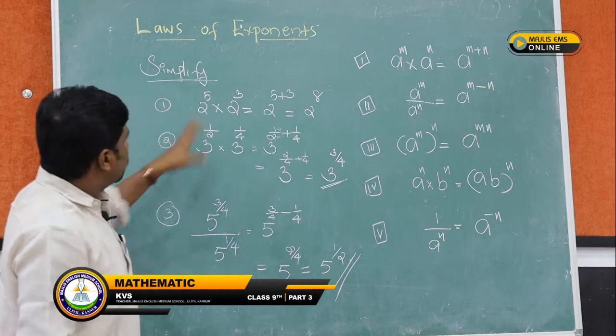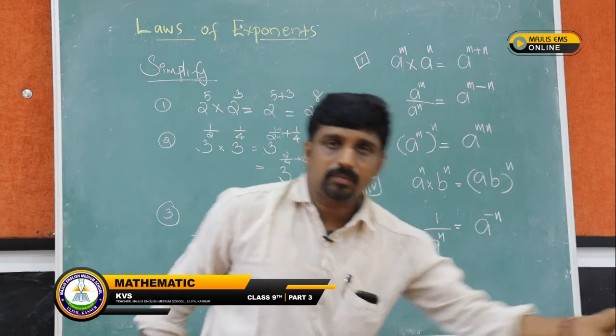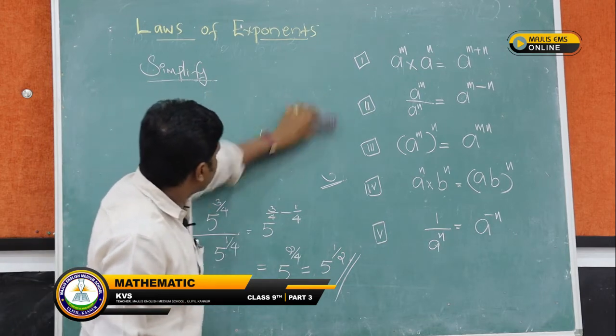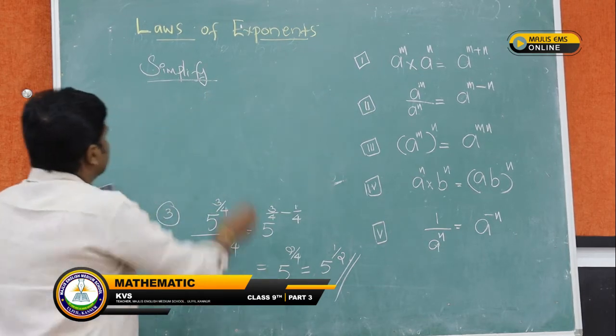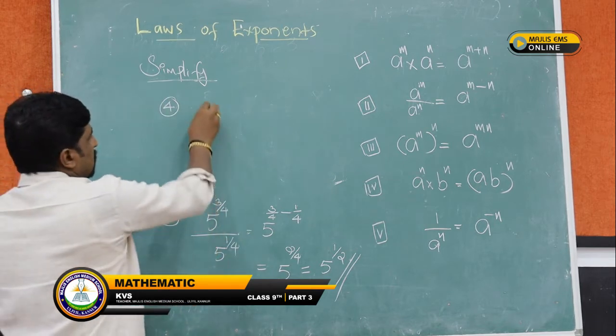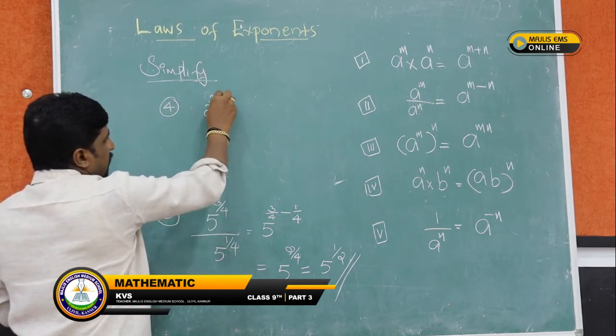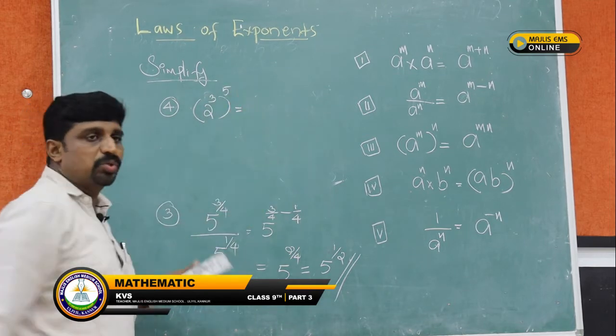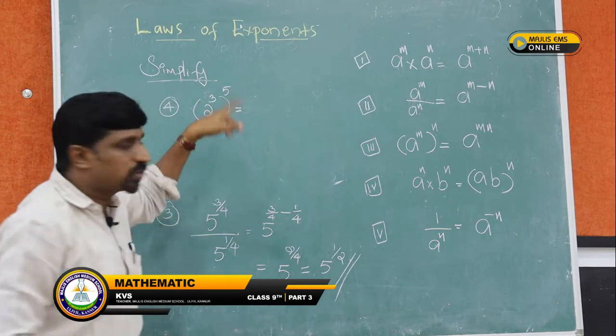Okay, then by using the fourth one, suppose 2 raised to 3 whole raised to 5. Like this question, 2 raised to 3 whole raised to 5.